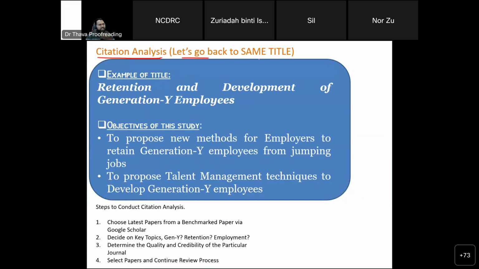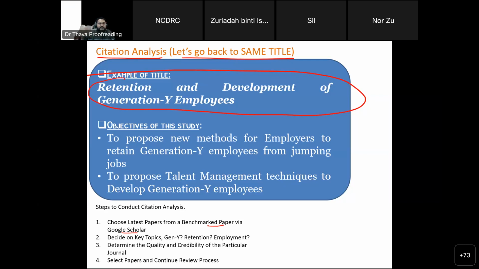Let's go back to the same title that you guys already know. Steps to conduct citation analysis. Choose latest papers from a benchmark paper via Google Scholar. So, when you want to start doing a research, you must have a benchmark paper. A benchmark paper that you use, you call that the mother of all papers. Okay. So let's say online teaching. You will have a paper that talks about online teaching. So they already give you all the solution, all the problems that relates to that.